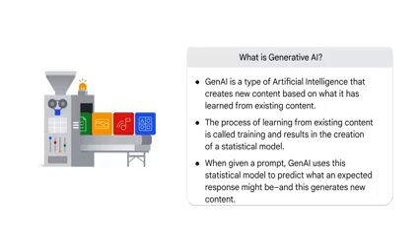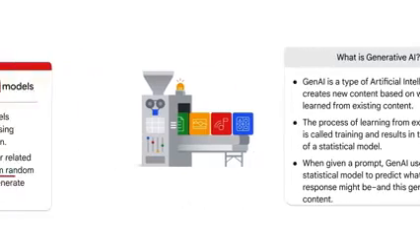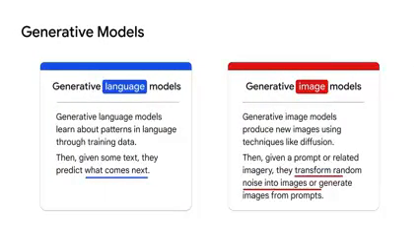The process of learning from existing content is called training and results in the creation of a statistical model. When given a prompt, Gen AI uses this statistical model to predict what an expected response might be, and this generates new content. It learns the underlying structure of the data and can then generate new samples that are similar to the data it was trained on.